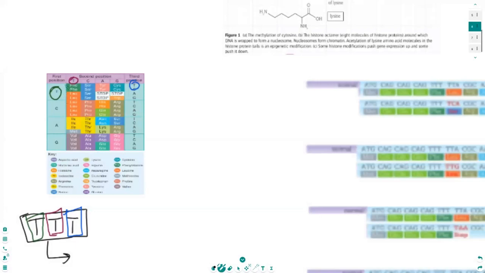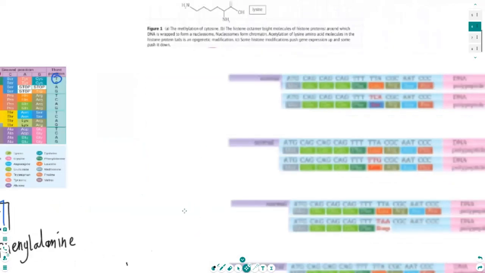So T, T, T gives me PHE, which I can't read on there, but it says here phenylalanine. So this will give me phenylalanine, TTT. Now, as you can see here, there are multiple codons for one amino acid, which pertains to the first type of mutation that we're going to talk about here, which is a silent mutation.